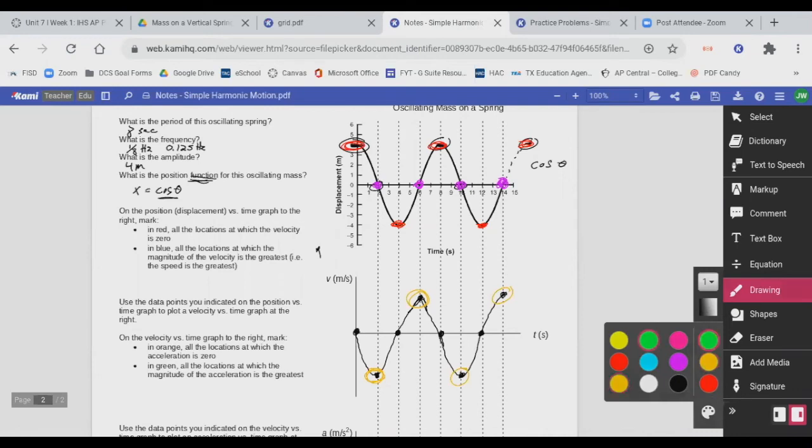Let me go green. Let me make sure I read this through in green. All locations in which the magnitude of acceleration is the greatest. Well, hold on a second. Let me think this through. When velocity is max, acceleration is 0, yes, correct. But this is asking for where the acceleration is the greatest. So the greatest acceleration would happen here, here, here, here.